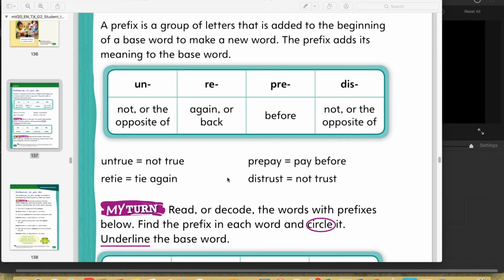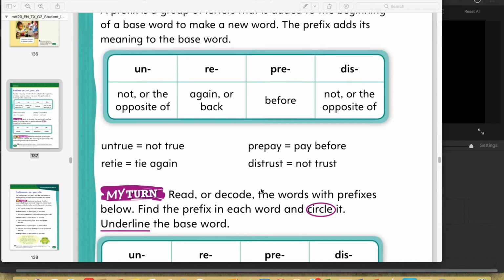So some examples of words that we could have is untrue, which would mean not true. Our base word is true. Our prefix is un. Retie, which means to tie again. If I say retie your shoelaces, that means you need to tie them again. Prepay, which means pay before. So when you go to the movie theater or certain places, you're going to have to prepay. You could buy it online and prepay, so you don't have to pay once you get there. And distrust, which means not trust.